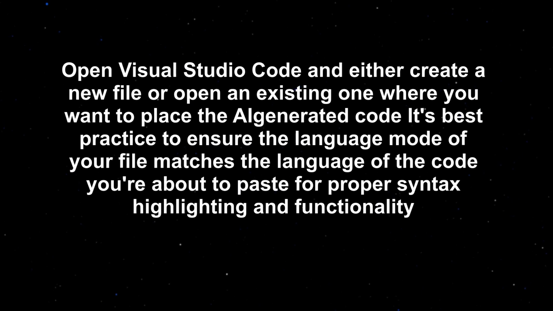Open Visual Studio Code and either create a new file or open an existing one where you want to place the generated code. It's best practice to ensure the language mode of your file matches the language of the code you're about to paste for proper syntax highlighting and functionality.